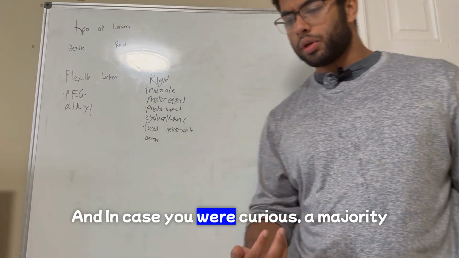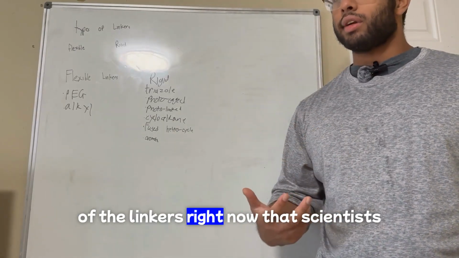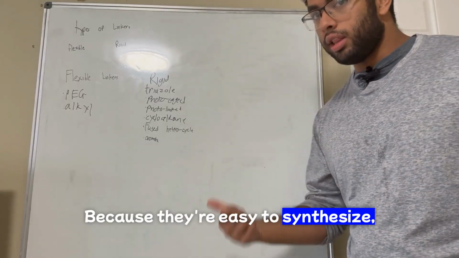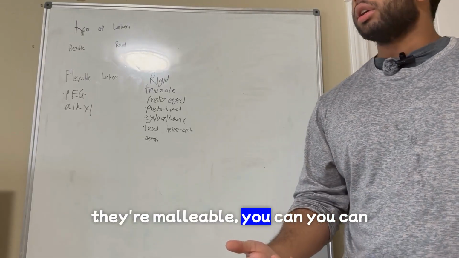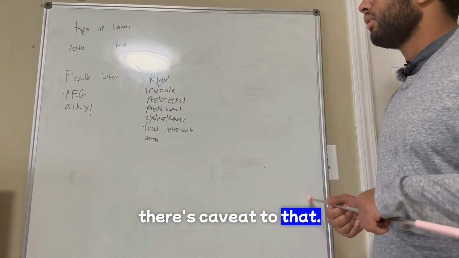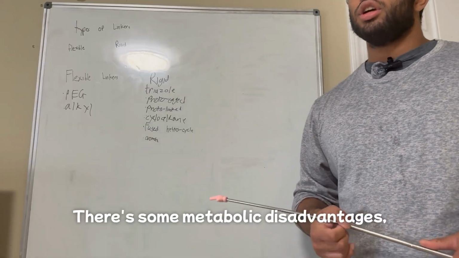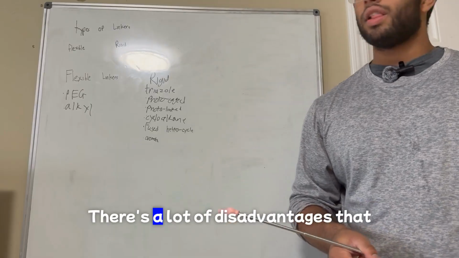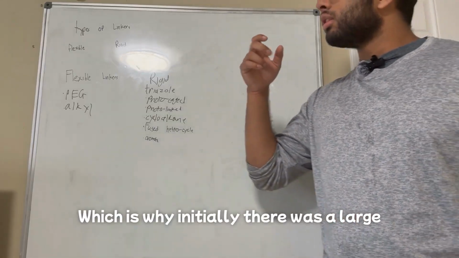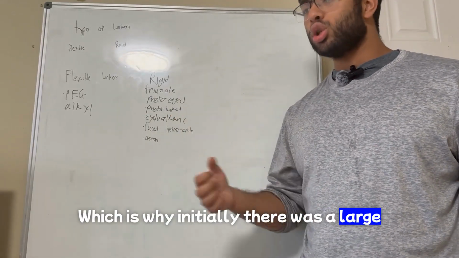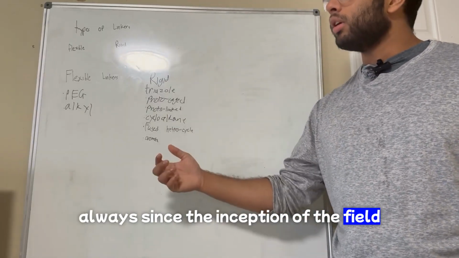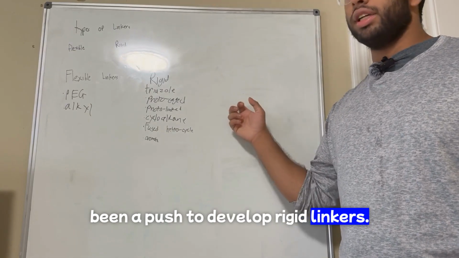And in case you were curious, a majority of the linkers right now that scientists have access to are flexible linkers. Why? Because they're easy to synthesize, they're malleable, you can control the length at your discretion, but there's a caveat to that. There's metabolic disadvantages, there's disadvantages with permeability, there's a lot of disadvantages that flexible linkers come with, which is why initially there was a large amount of flexible linkers, but there has always, since the inception of the field, been a push to develop rigid linkers.